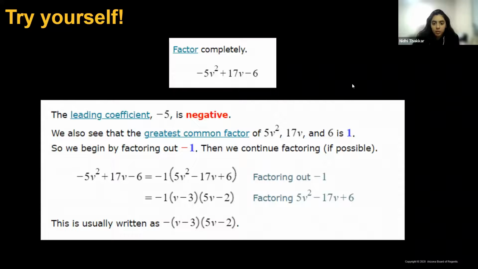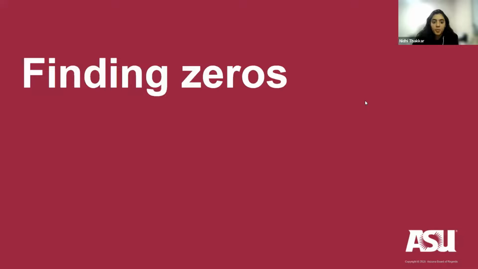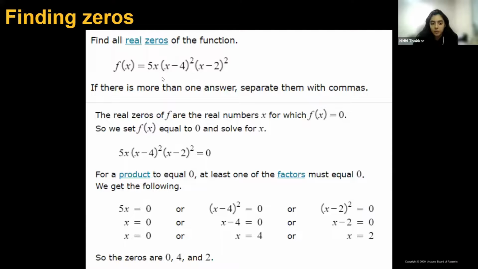Now we'll go over finding zeros. So this is the question: find all real zeros of the function. We already have it in the factored form, right? We just need to find the zeros. So to find the zeros, we equate the function to 0, and then we find out all the possibilities when the function would be 0. So we have 5x, (x minus 4) whole square.